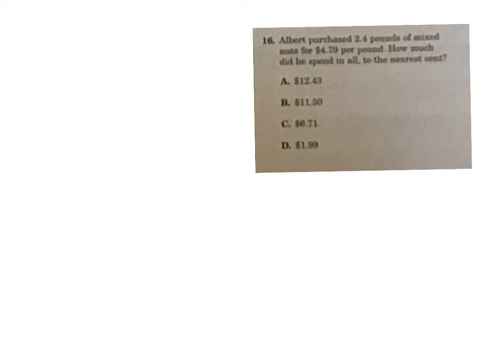Number 16. Let's see. Albert purchased 2.4 pounds of mixed nuts for $4.79 per pound. How much did he spend in all? So he's got so many pounds, and it's so much per pound. So it's a multiplication. So it's 2.4 times 4.79. You could do that on paper with a pencil, or you could go to your calculator and do 2.4 times 4.79.